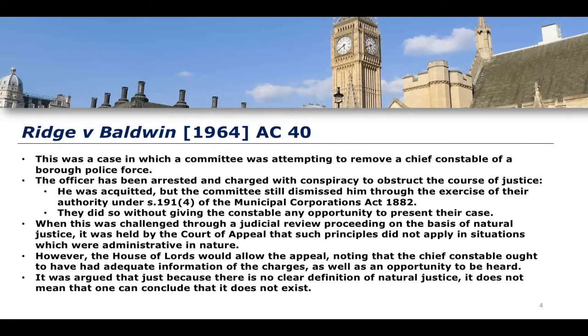It was argued that just because there was no clear definition of natural justice, it does not mean that one can conclude that it does not exist. So basically, one of the arguments presented here is that because natural justice is a vague principle, it doesn't really have any clear and definite descriptions, then it cannot be said to have applied. Obviously, this doesn't make any sense, as you would understand, and so the result here is that fundamentally, just because natural justice is a principle that does not have a clear definition, it does not mean that you cannot conclude that natural justice exists.